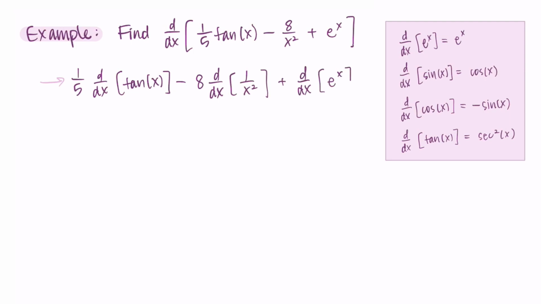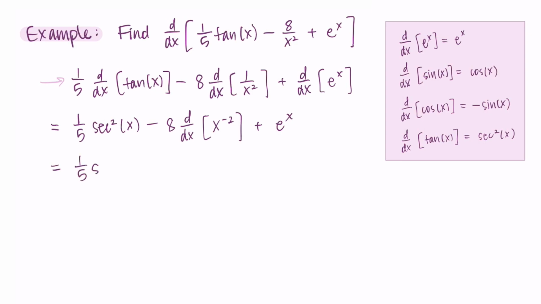So derivative of tangent is secant squared. Then in order to take the derivative of 1 over x squared, I'm going to first rewrite it as x to the negative 2. So this is review from some previous derivatives we've done using power rule. Then the derivative of e to the x is itself, e to the x.